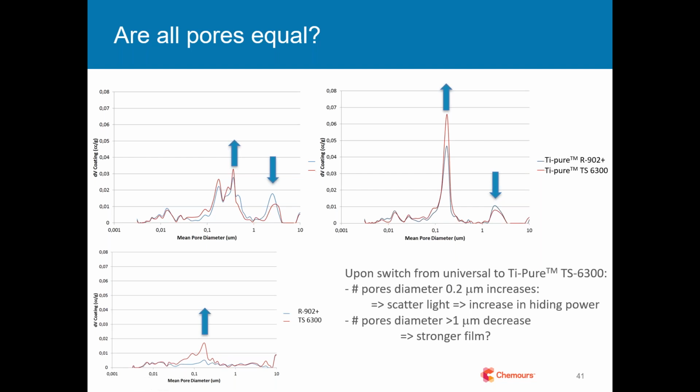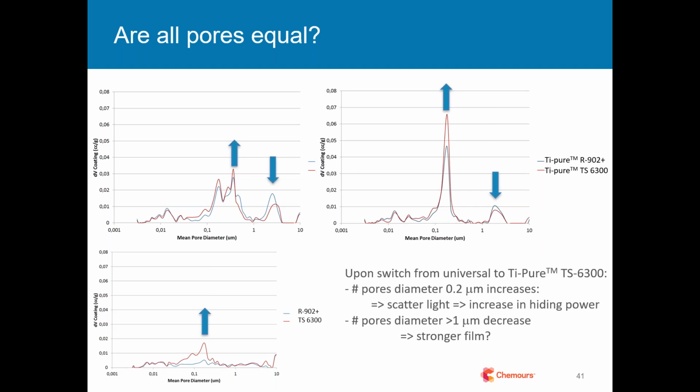So we plot here the diameter of the pores versus the amount of pores. And what you see here is that we have basically two groups of pores. The first group with a diameter around 2 to 3 microns, and a second group of pores with a diameter around 300-400 nanometers. And we know that these pores of 2 to 3 microns do not scatter light. They just can absorb dirt and weaken the mechanical strength, but have no positive impact on the hiding power.